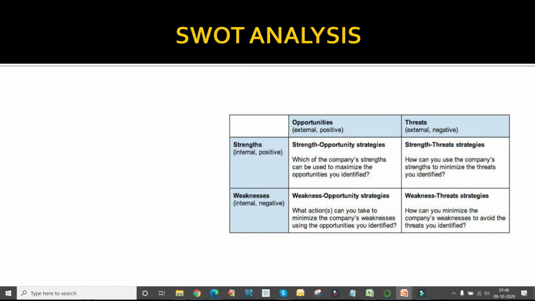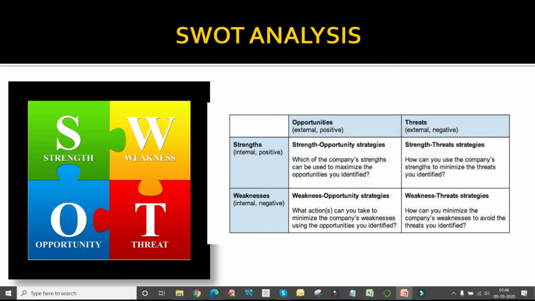Okay, so now let's talk about the SWOT analysis. Basically, we know that there are 4 different terms in it. S stands for strength, W stands for weakness, O stands for opportunity, and T stands for threat. Now we'll have a look at how we can incorporate these 4 things into the business we are looking at the moment.